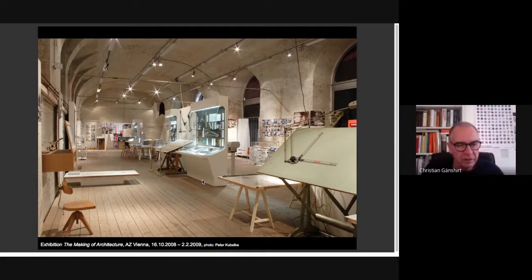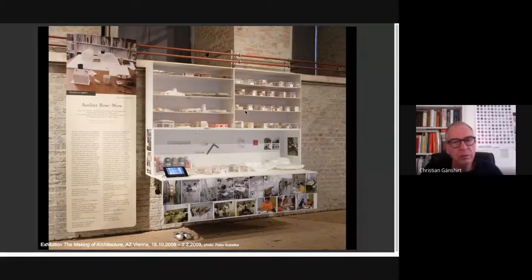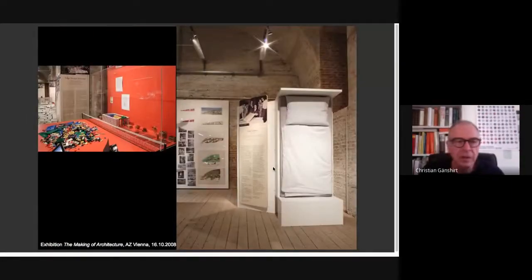So just 2 years later, or a year later even, this exhibition opened in Vienna called The Making of Architecture, showing all the tools from architects' offices, and also going into the offices of famous architects, trying to find out what they use and how they do their architecture. So Bauau with lots of models, but also photographs and other kinds of tools. And they found also some surprising things.